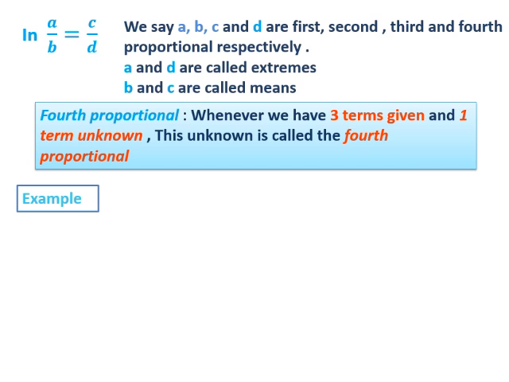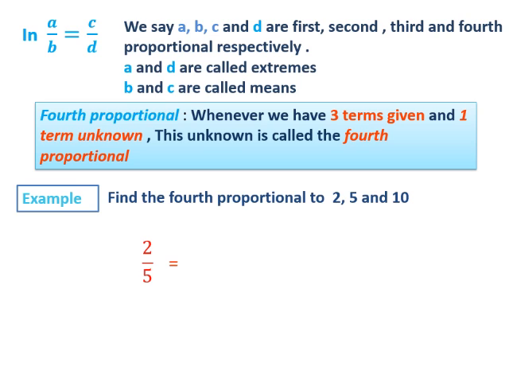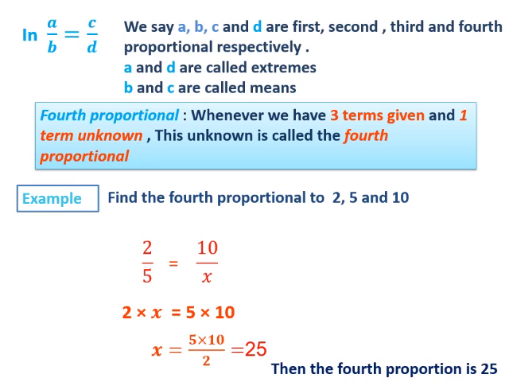Let us take an example. We are going to find the fourth proportional to 2, 5, and 10. Then 2 over 5 is equal to 10 over x. We cross multiply the two ratios. So 2 times x is equal to 5 times 10. Then x is equal to 5 times 10 over 2 equals 25. So the fourth proportional is 25.